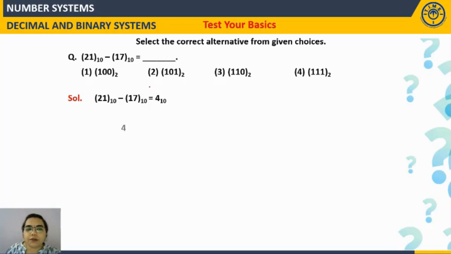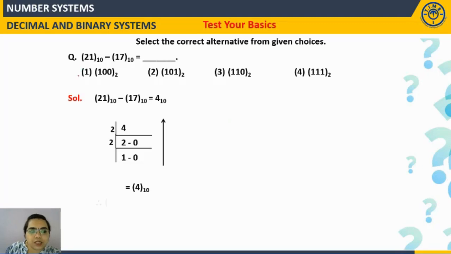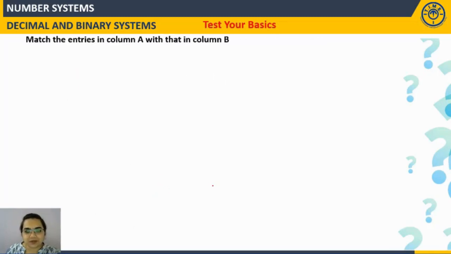Okay, so we need to divide 4 by 2. 2 2s are 4, remainder is 0. Again 2 1s are 2, remainder is 0. So what is the binary representation? It is 100. So 4 to the base 10 is equal to 100 to the base 2, which you can see is present in choice 1. Very simple, isn't it? Let's move ahead to the next question.